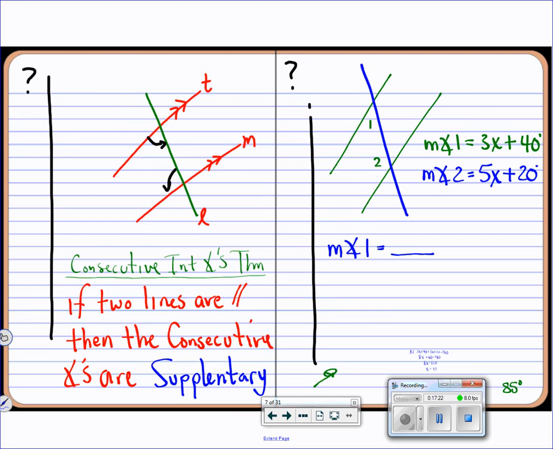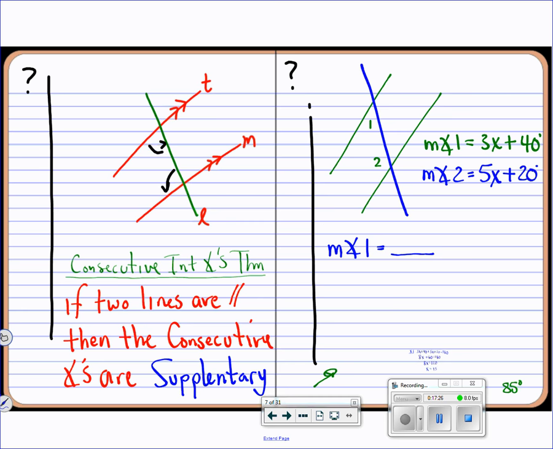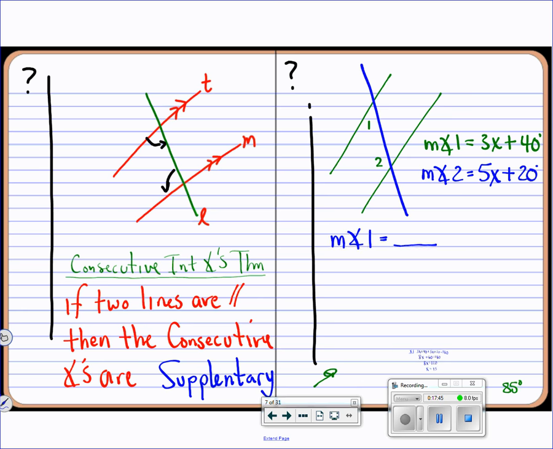Okay, and we have our last theorem. If two lines are parallel, then the consecutive interior angles are going to be supplementary. That's telling us how to write the equation for this one over here on the right. So go ahead and put me on pause and see if you can think that through. I want you to write an equation to solve for x, and then use that to find angle 1's measure. Put me on pause and see if you can think that through.